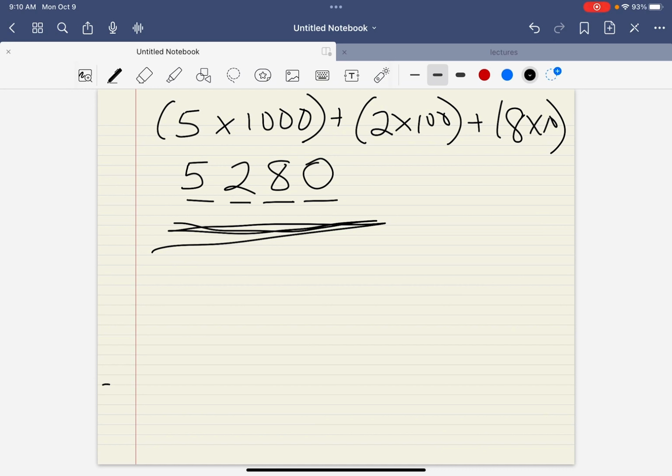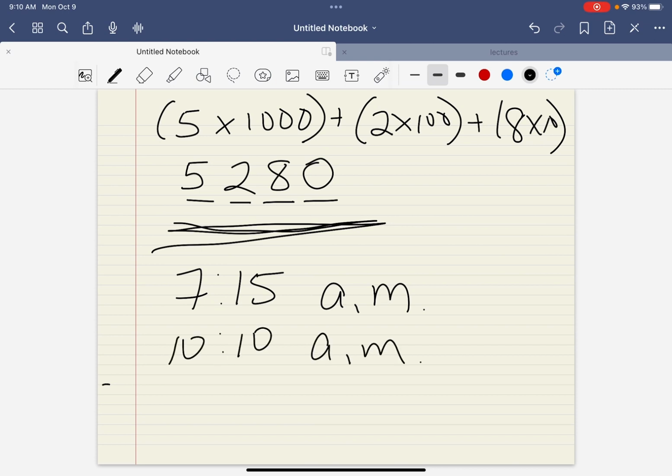It says Jason started the marathon at 7:15 a.m. He finished the race at 10:10 a.m. How long did it take Jason to run the marathon? Okay, well, when you do this, you take the later time, which would be the 10:10 a.m. and you subtract 7:15 a.m. from it. The problem is we can't take 15 away from 10.